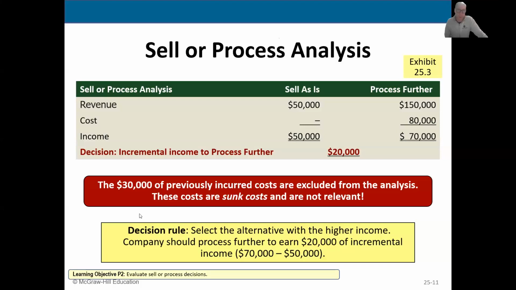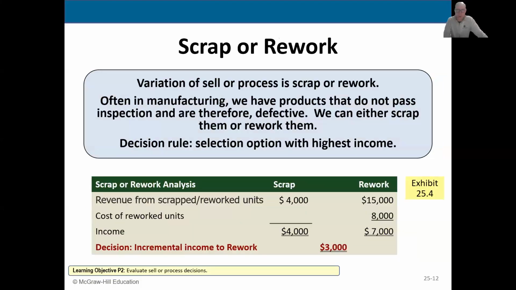Pretty straightforward. There's another fun, exciting decision: scrap or rework it. Sometimes when we make products, we might make some errors. Whoops, I made a whole bunch of these, but a whole bunch of them are defective. Uh-oh, what do I do? We can either scrap the ones that we made that are defective, or we can fix them, or what we know as rework them. Fix the defective units.